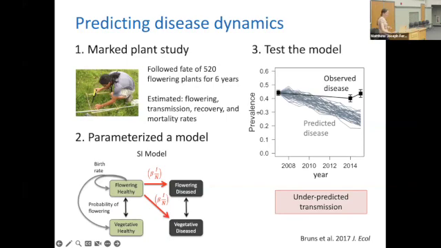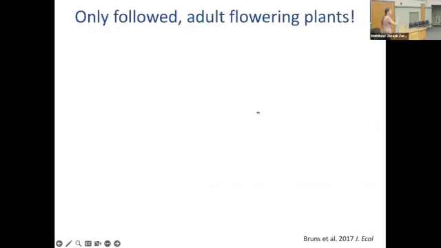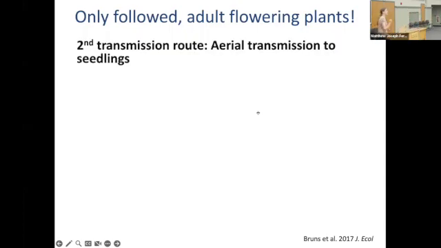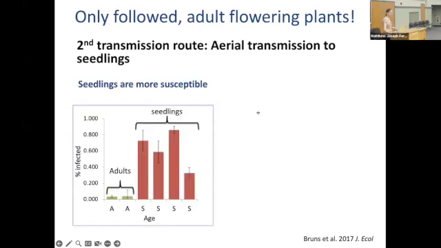And what we found over time is basically that during this mark recapture study, we had only marked adult flowering plants, as we assumed all the transmission was occurring between butterflies and bees, the pollinators moving the spores around. But we've since found that there's actually a second transmission route, and this is aerial transmission to seedlings. And we have a couple lines of evidence. I'm going to share two of them with you.